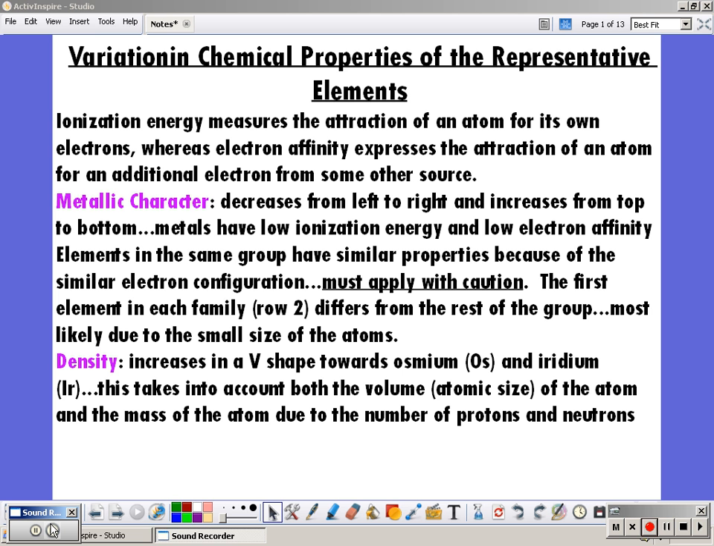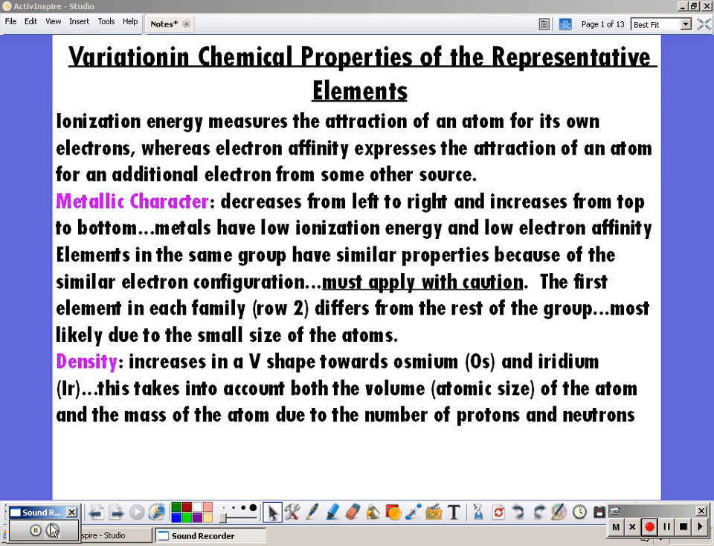So metals, which have low ionization energy and low electron affinity, that describes metallic character. Elements in the same group may have similar properties because of similar electron configuration, but you have to apply this with caution. All right, so there's a couple twists to this.